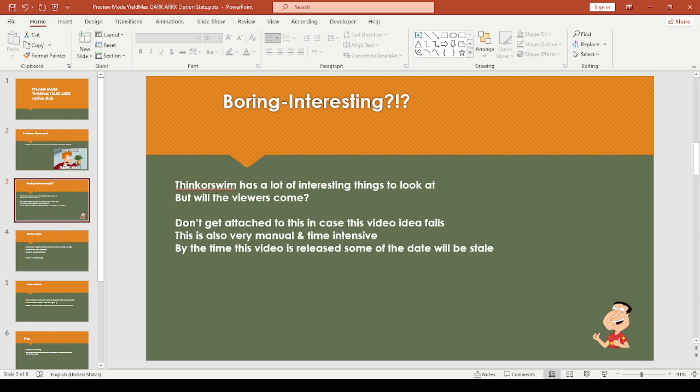So also one thing to note, because this is very manual and very time intensive. Basically I'm taking the information from the YieldMax website and trying to transfer some of the data over into thinkorswim to come up with something that might be interesting to look at. And also keep in mind that by the time this video is released, some of the data will be stale.